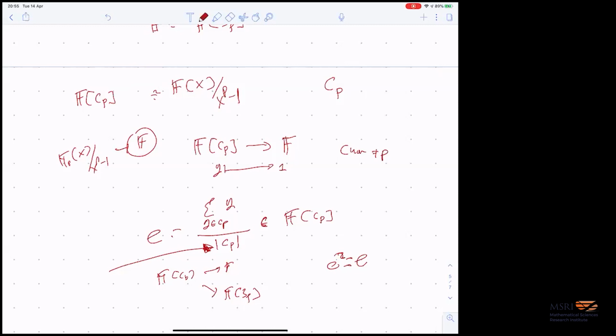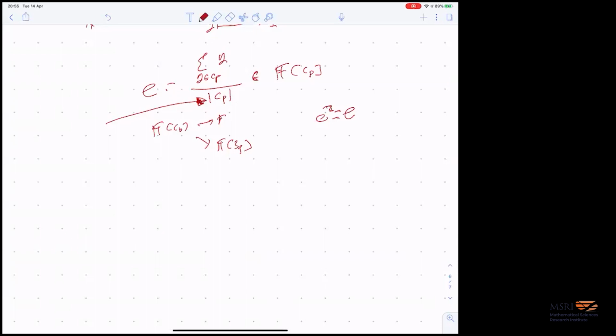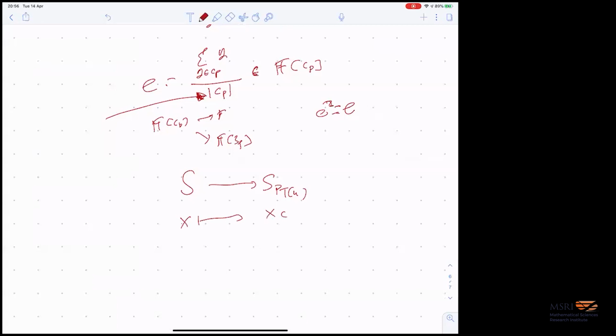So, I want to try to use this perspective in order to construct extensions for the T(n)-local sphere. That is my goal, because group algebras, I know how to do. This is a symmetric monoidal stable infinity category, and therefore it admits a unique symmetric monoidal functor from spaces that preserves colimits. It sends a space X to X tensor the unit.